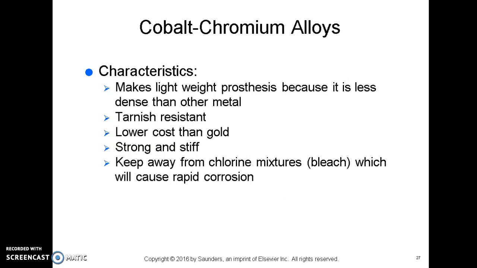The characteristics of this metal make it lightweight because it is less dense than other metals. It is resistant to tarnish. It has a much lower cost than gold. It is strong and stiff to make it applicable to make a partial framework. And we need to note that this metal needs to stay away from chlorine mixtures of bleach, which will cause rapid corrosion. So do not clean your patients' partials with bleach, and instruct your patients to not use bleach when they are cleaning their partial dentures that have this cobalt chromium substructure.